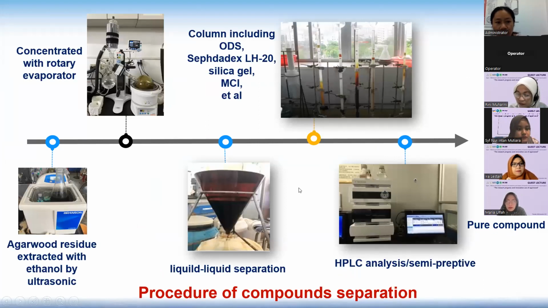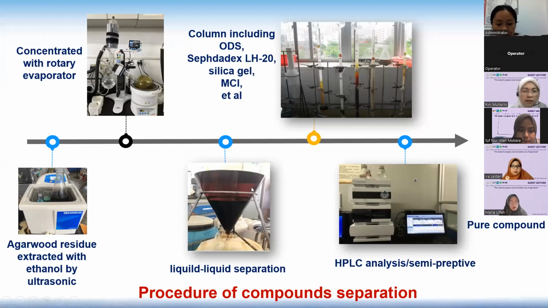And after extracting the essential oil, the residue we will extract with ethanol by ultrasonic, to extract the agarwood again, and then concentrate with rotary evaporation here. Then liquid separation is carried out with petroleum ether, ethyl acetate, and butanol to get different parts with different purity.